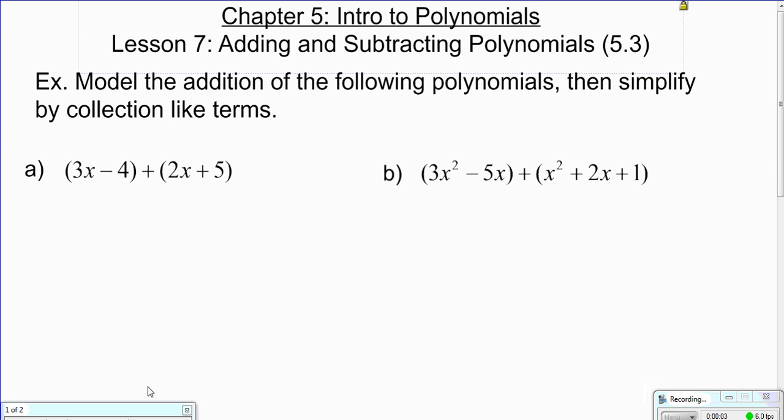Okay, so we've actually reached the end of chapter 5. This is our last lesson, kind of combining a bunch of different things together for this practice. So we are going to look at adding and subtracting polynomials. We are going to look at using brackets and different variables. And so we're going to show adding, and then we're going to show collecting like terms.